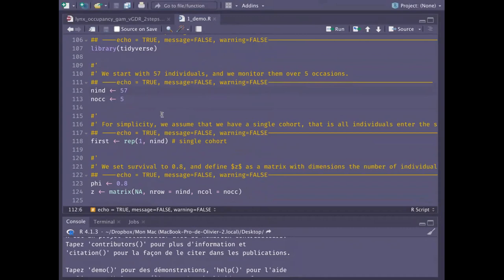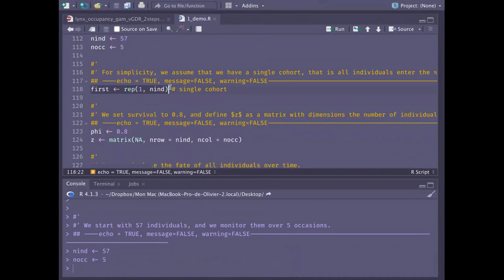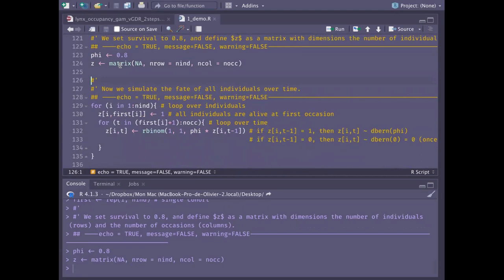I need to run this because I simulate data to illustrate the hidden Markov model example. So we have 57 individuals, 5 winters. Then we say that everybody is released at the first sampling occasion, so we have this vector first that we will use in the code. Survival is 0.8, 80%. And we define the Z matrix that we're going to feed with some simulations.